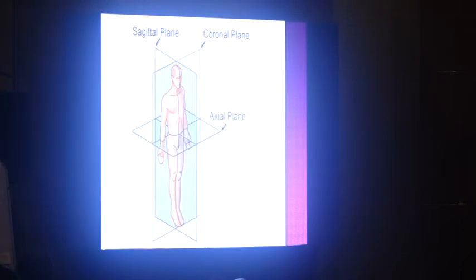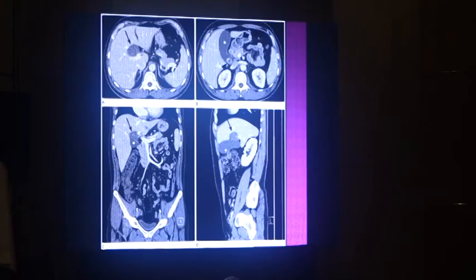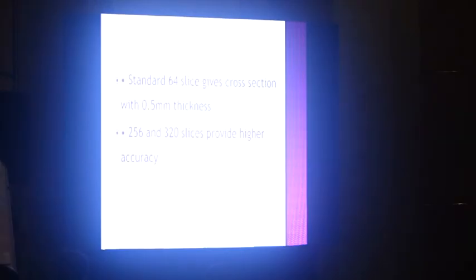We have already discussed the sagittal view, coronal view, axial view, as well as transverse view. The upper one is the transverse or axial view. Below on the left side we can see the coronal view. On the right side we can see the sagittal view, half of the body.